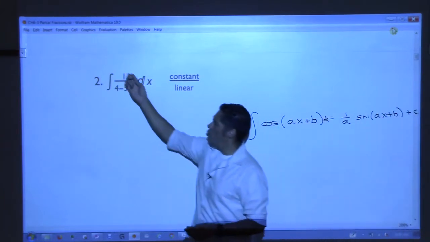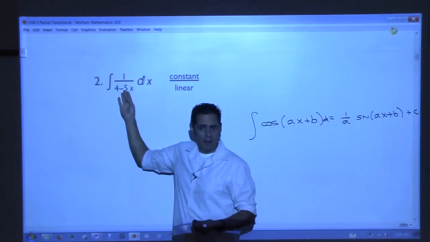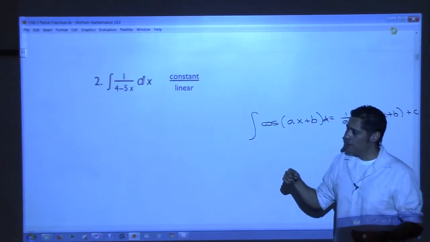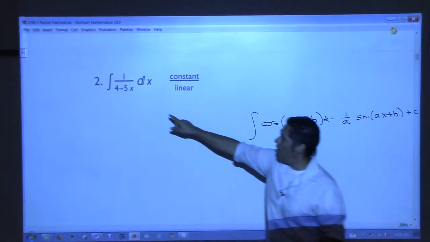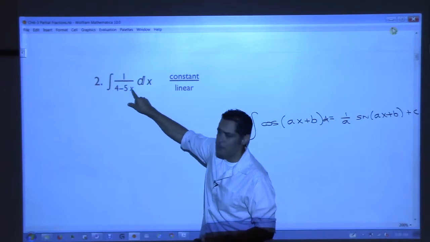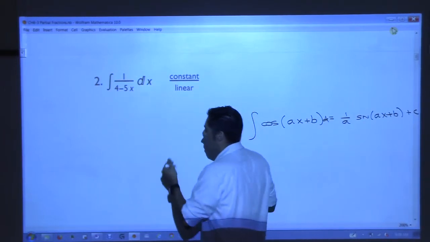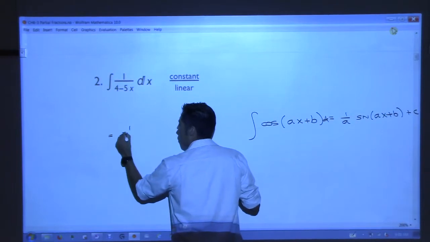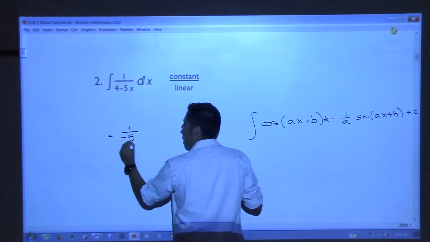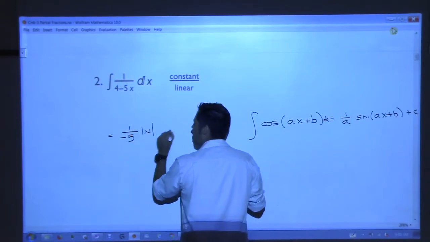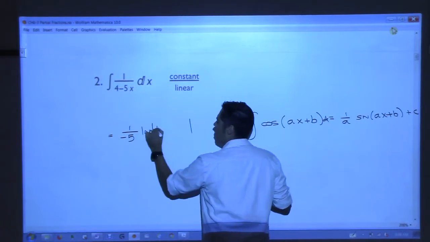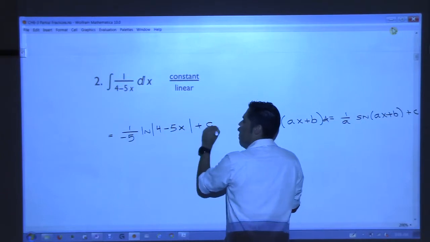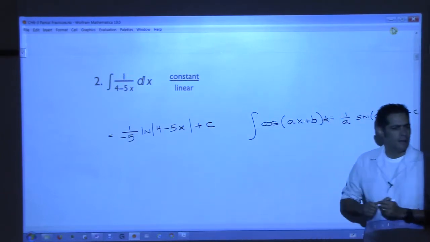This looks like 1 over u, but we're going to have to scale it, in this case, by 1 over a, which would be 1 over negative 5, because we've got a negative 5 in front of the x. So without doing any work, I'm going to scale by 1 over a, and then I know it's going to be natural log of u, which in this case is negative 4 minus 5x plus c, like that. You can just do that every time.